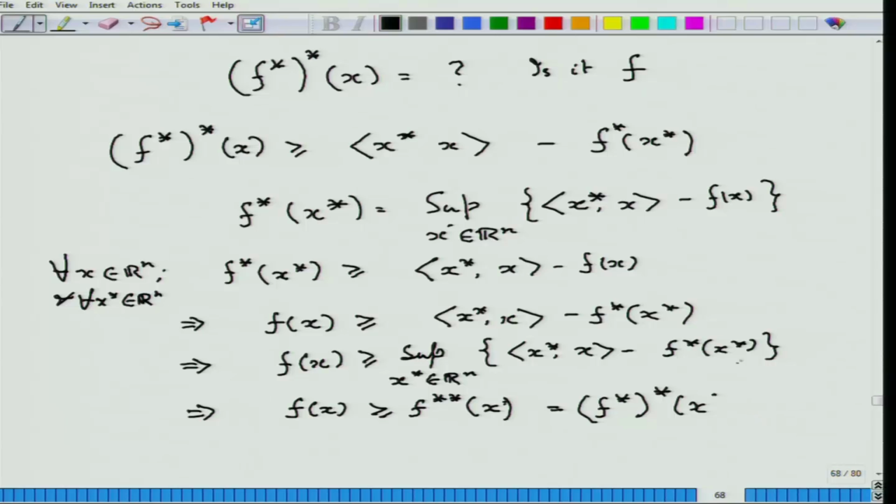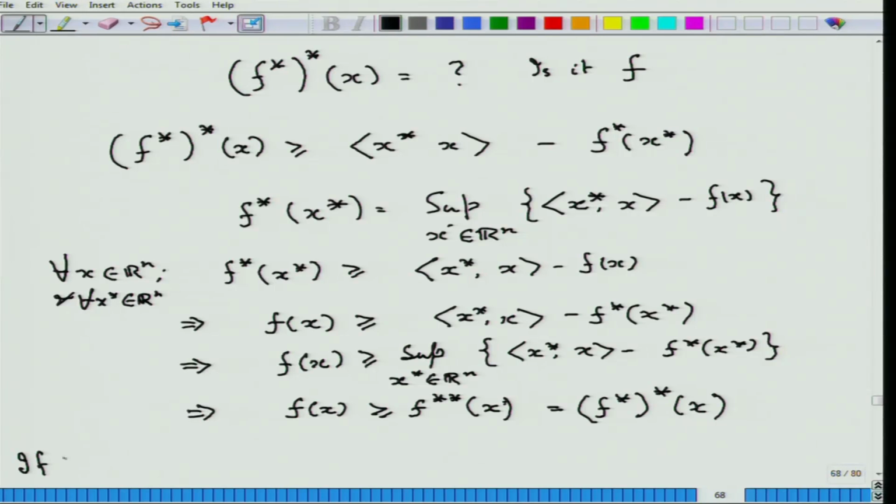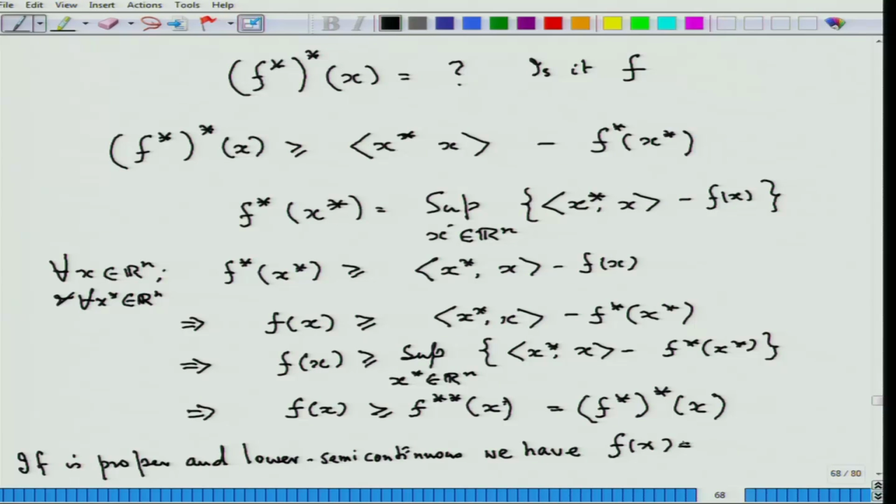So, we know the inequality goes in this way. What about the reverse? Can I prove that if f is proper and lower semi-continuous, then we have f of x is f star star of x for all x. I do not want to get into too many technicalities, rather than giving you the ideas. So, this is a fundamental result. If you take the supremum of all the affine functions lying below a convex function, then what you essentially get is your f star star.